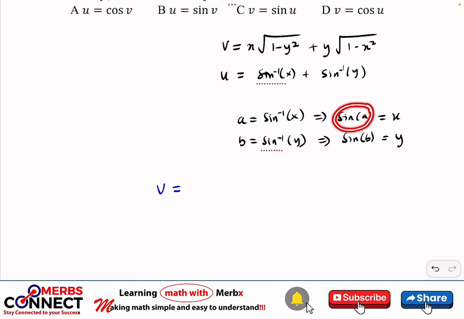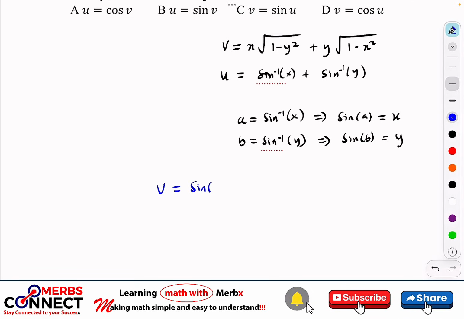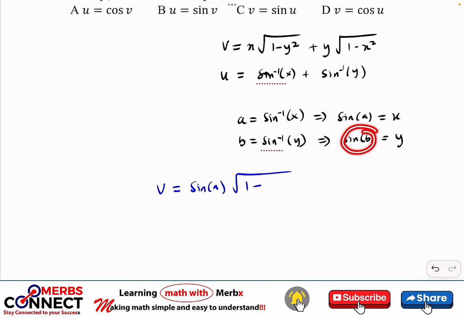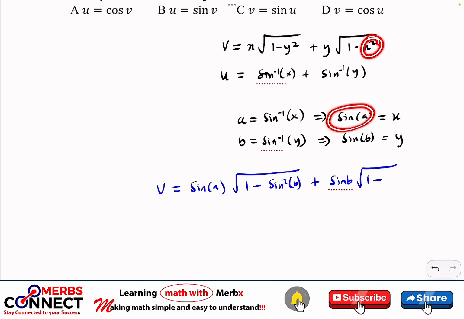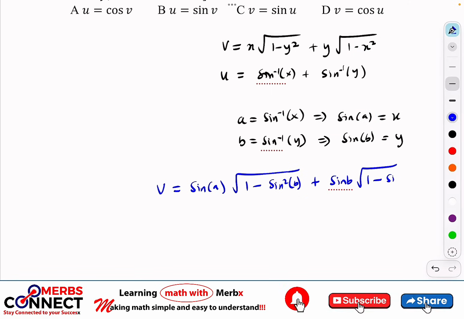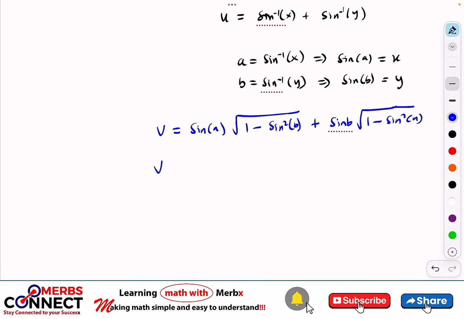x is equal to sine a. So I'm going to have sine a square root of 1 minus, what is y? y is sine b. So this is going to give us, y is squared here, so this is going to be sine squared b, right? Plus y is still sine b. And then we are going to have square root of 1 minus x squared. x is sine a. So I'm going to have sine squared a. Now what are we going to get here?